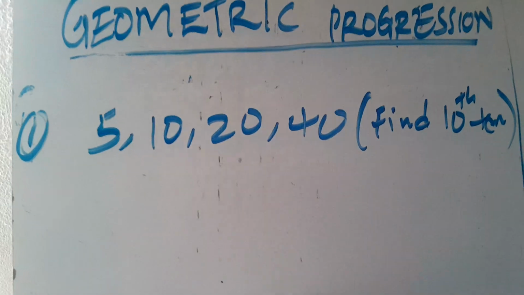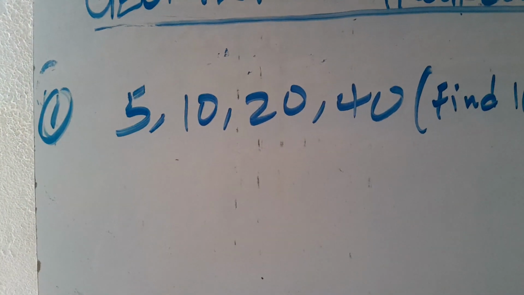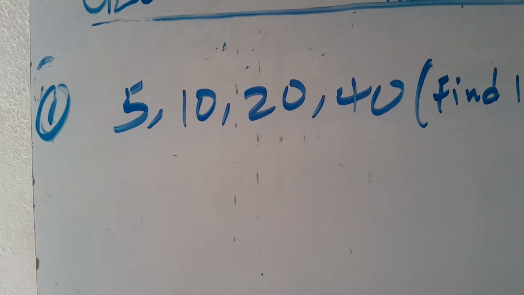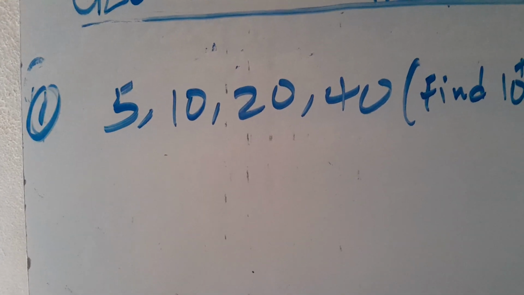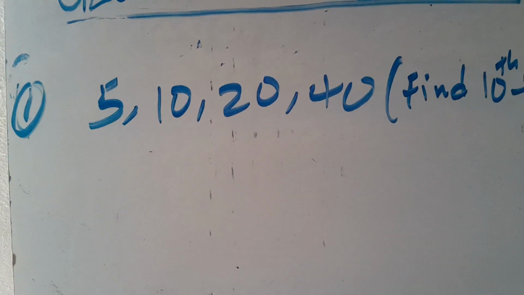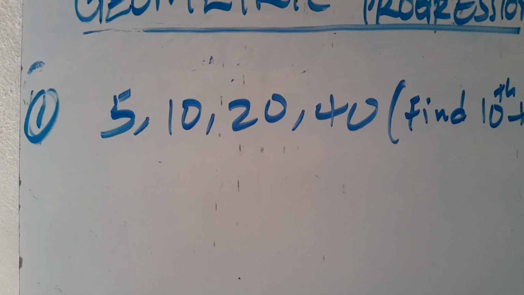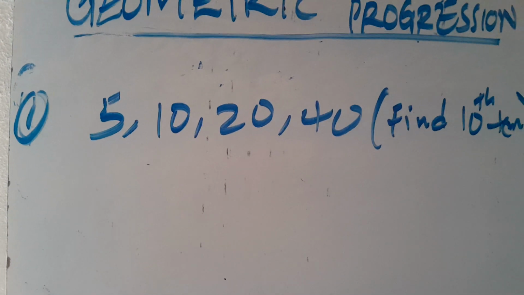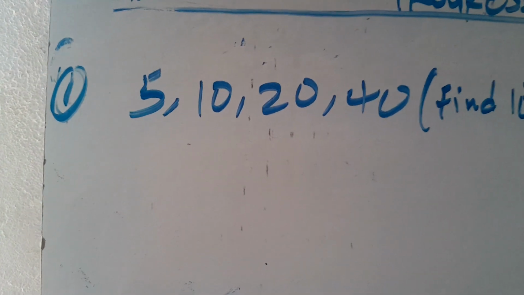For example, when you have the ratio between the first and the second number, 10 divided by 5, you find it is 2. The ratio between the third and the second number, 20 and 10, is 2. So the ratio is the same all along between each two consecutive numbers in a sequence or in a series. Then you call that a geometric progression. We will go ahead and solve our problem.